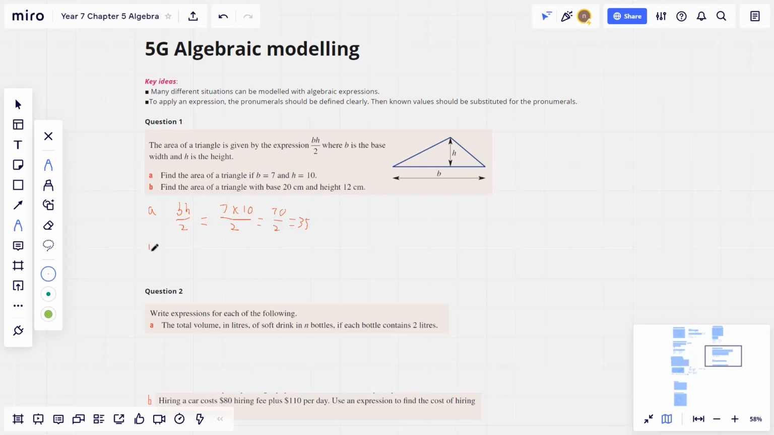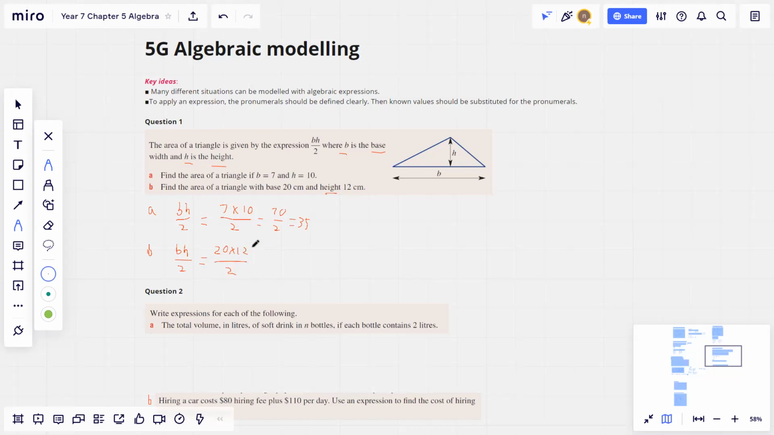For the second question, we also use the same equation. We write the equation first, b h over 2. This time we know the base is 20, because b is the base, and h is 12. h is the height. So we just substitute the base as 20 times the height as 12, and divide by 2.